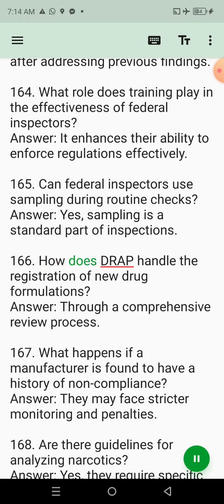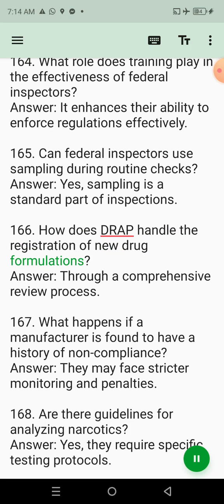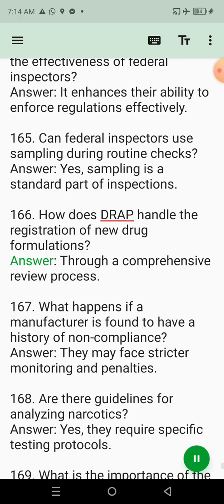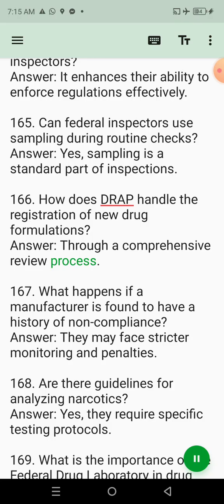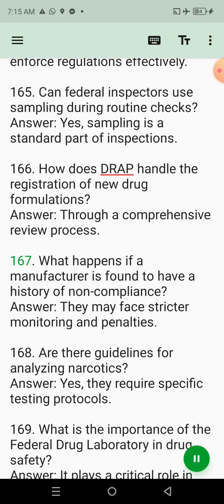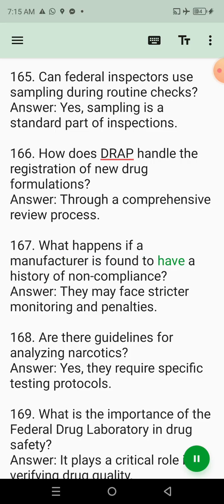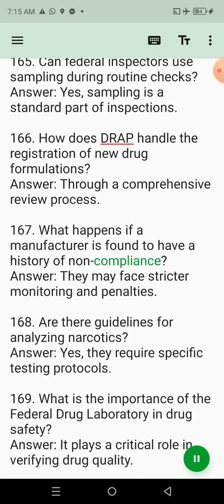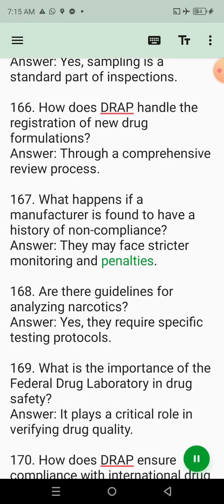166. How does DRAP handle the registration of new drug formulations? Answer. Through a comprehensive review process. 167. What happens if a manufacturer is found to have a history of non-compliance? Answer. They may face stricter monitoring and penalties.